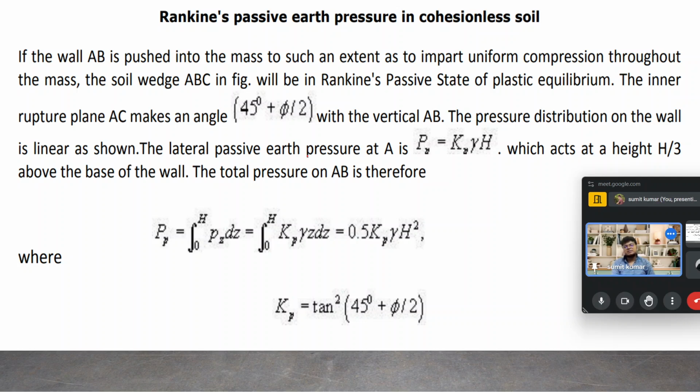The lateral earth pressure at A is p equal to Kp gamma H, which acts at height h by 3 above the base of the wall. The total pressure on AB is therefore the integral from 0 to H of Kp gamma z dz, and when we calculate for the entire height, this value is 1 by 2 into Kp gamma h square. That is the area when we consider a single layer of soil. The value of Kp is also mentioned here.